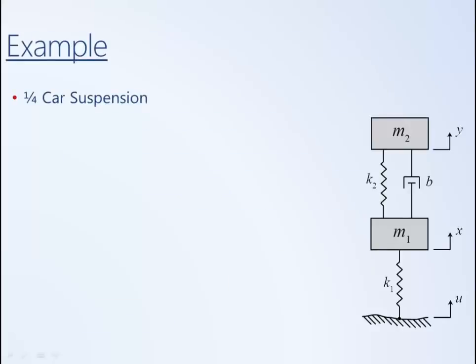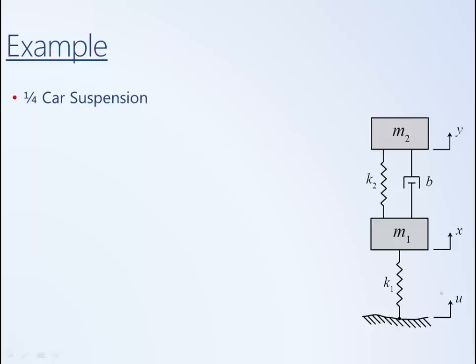We will now go through some examples demonstrating how to apply the approach that we just put forth for modeling mechanical systems. The first example that we'll do is a translational system, a quarter car suspension.